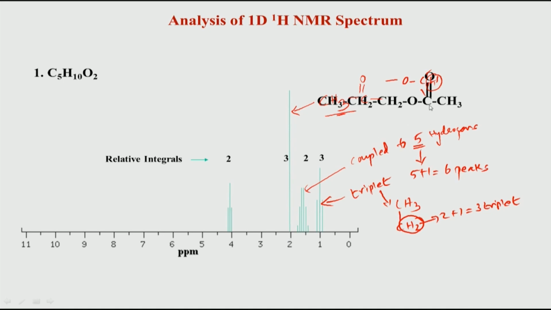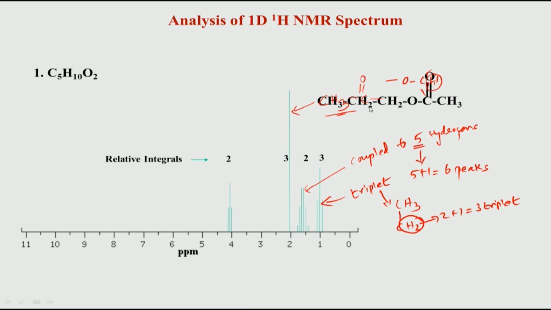Now, if you proceed to this part, this oxygen is attached to this carbon, and therefore this hydrogen comes very much downfield shifted, around 4 ppm. Because this hydrogen is coupled to these particular 2 hydrogens, it will show a triplet, and that is why you see a triplet here, and the integration says that there are 2 hydrogens present here.